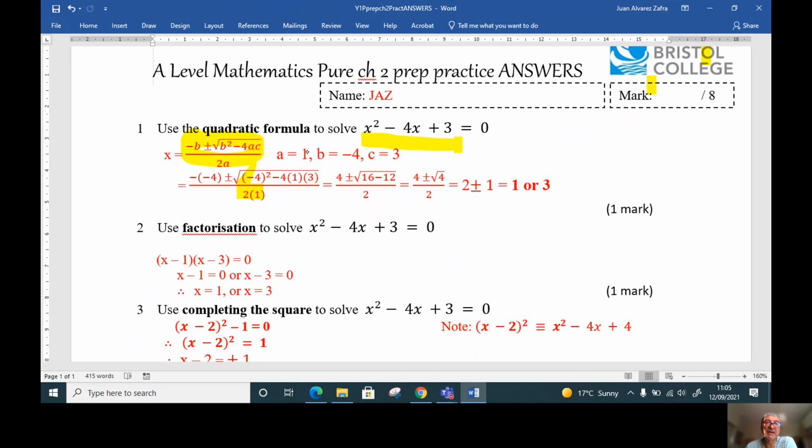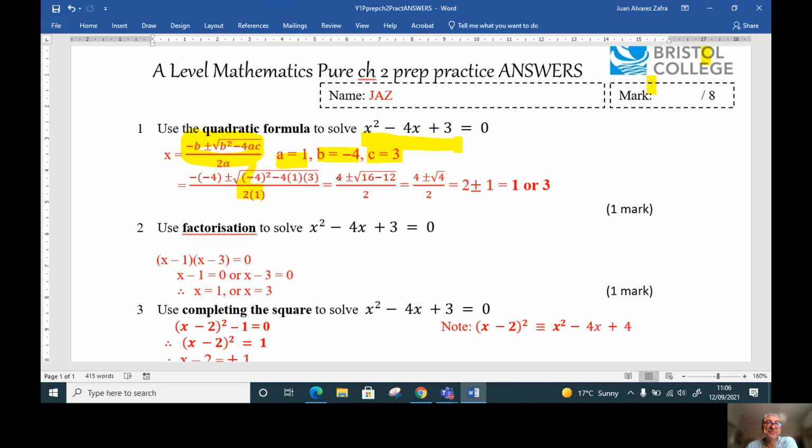For this quadratic, the coefficient of x squared is 1, so a is 1. The coefficient of x is minus 4, so b is minus 4. And the constant c is 3. So substituting into the formula, b being minus 4 means that minus b is 4. Then b squared is minus 4 squared, which is 16. And a and c are 1 and 3, giving us 4ac as 4 times 1 times 3.